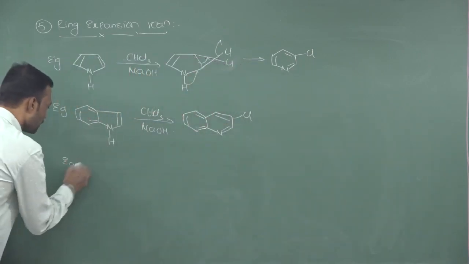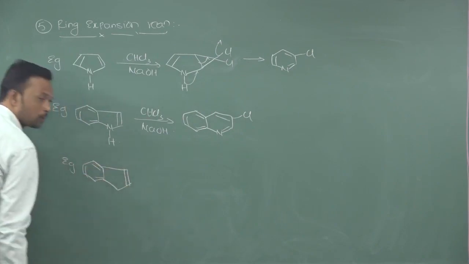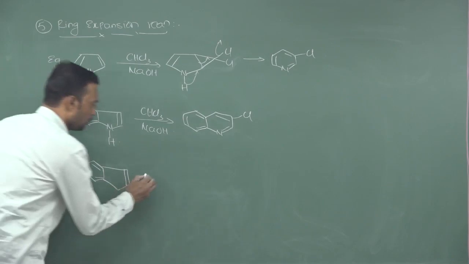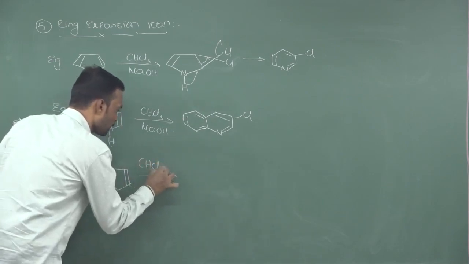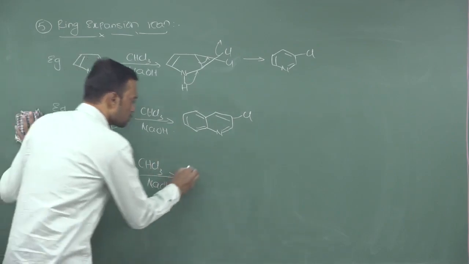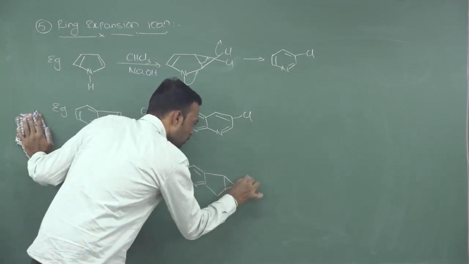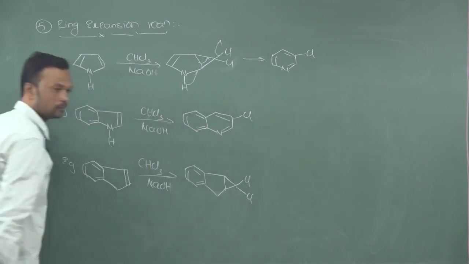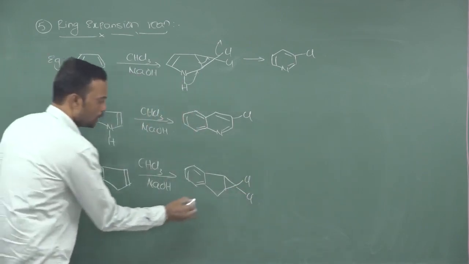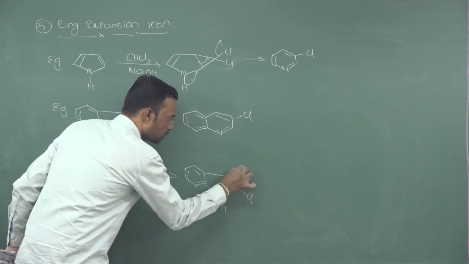So not only this, even it is applicable for normal hydrocarbons. See, this is a hydrocarbon, indene. When indene reacts with chloroform in sodium hydroxide, what is trapped here now? Dichlorocarbene is going to be trapped here, chlorine, and this is one more chlorine, right? Now, here 2 hydrogen atoms are present, one of the hydrogen atoms migrates and chlorine will be removed here.